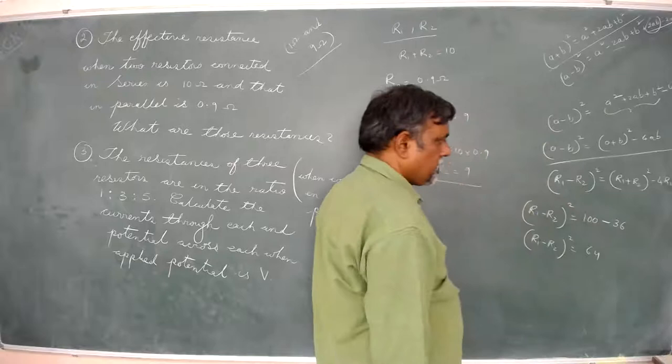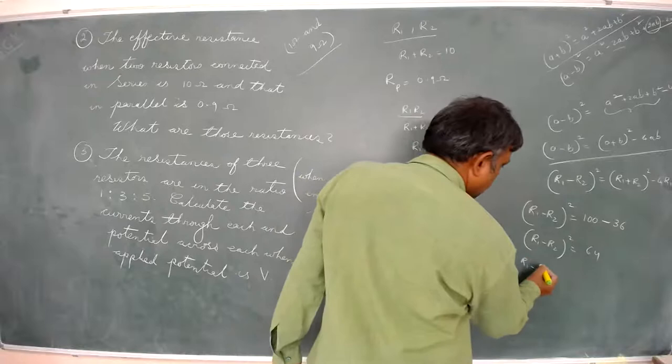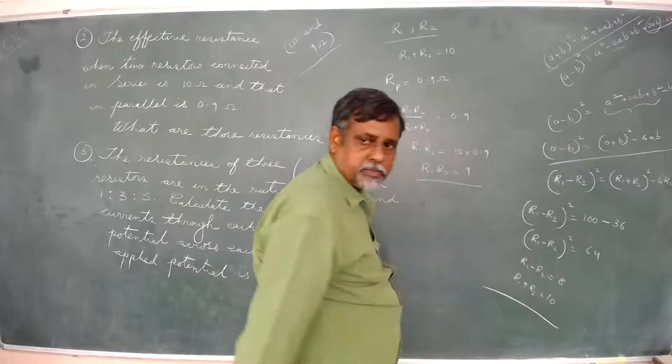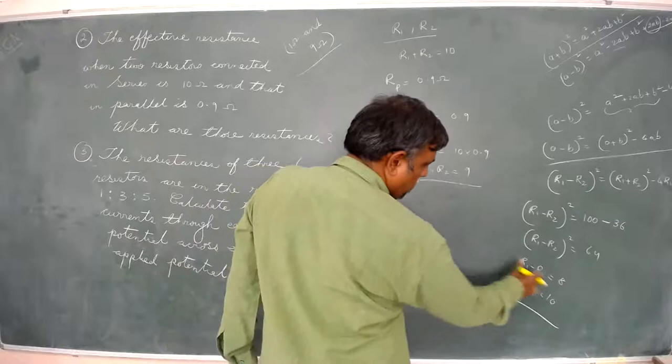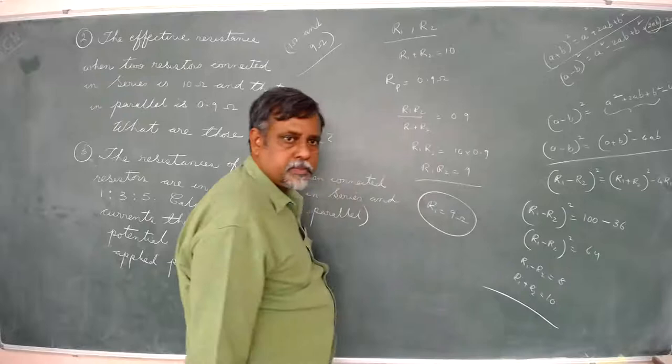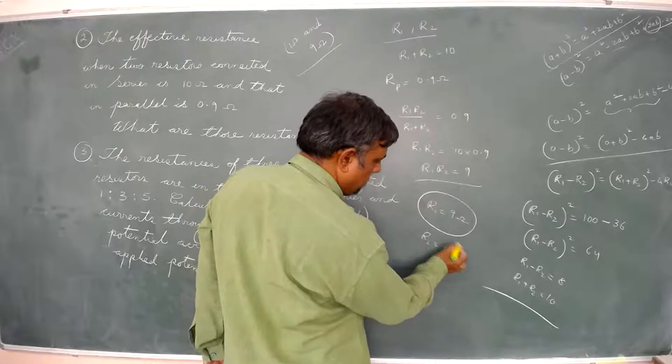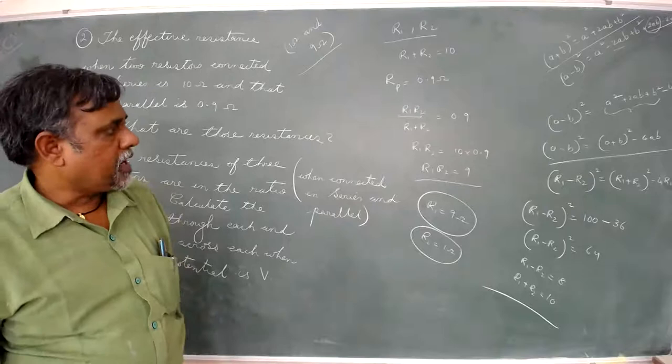So R1 minus R2 is equal to how much? R1 plus R2 has already been given. Therefore, 2R1 is equal to 18, so R1 is equal to 9. Then this R1, you substitute in any one of the equations, and you will get R2.